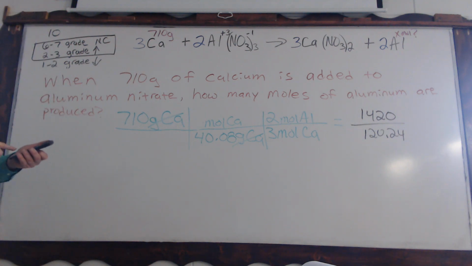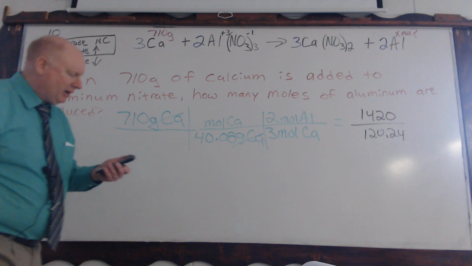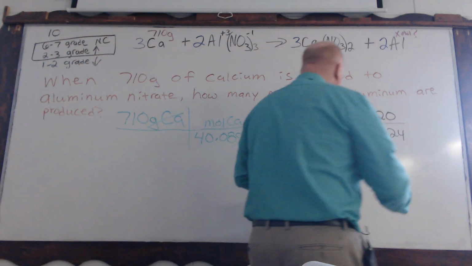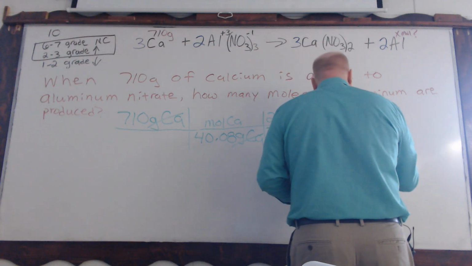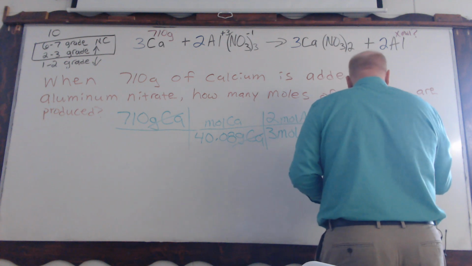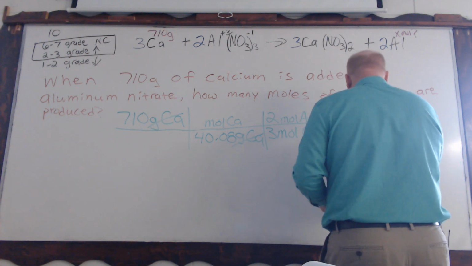1420 divided by 120.24, and we should get approximately 11.81 moles of aluminum.